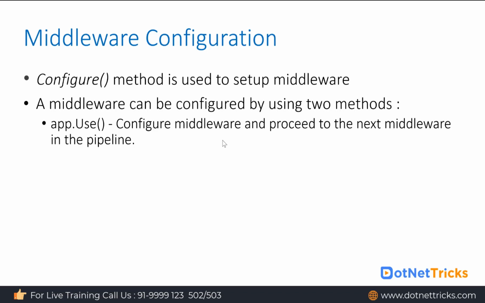Because in the ASP.NET Core request pipeline, we can have n number of middlewares. So after executing the first middleware logic successfully, we need to proceed to the next middleware.